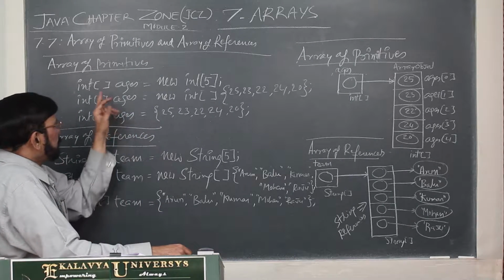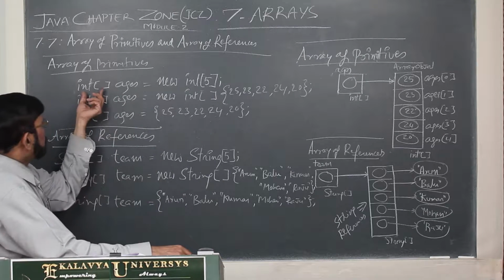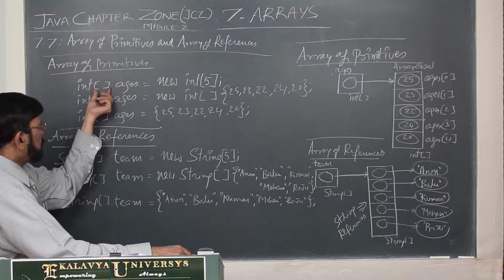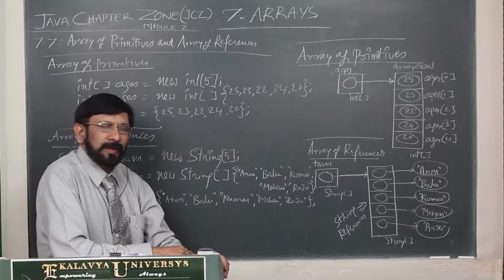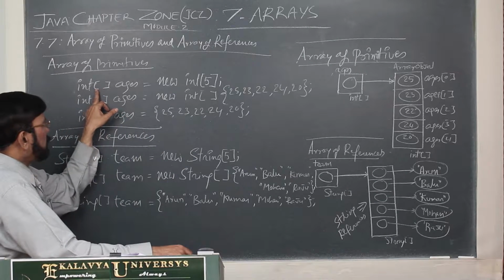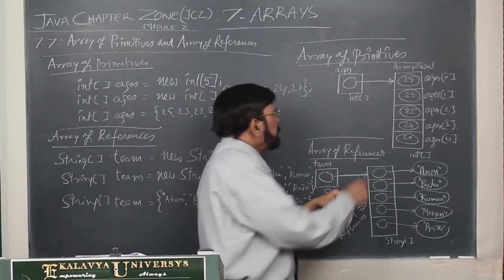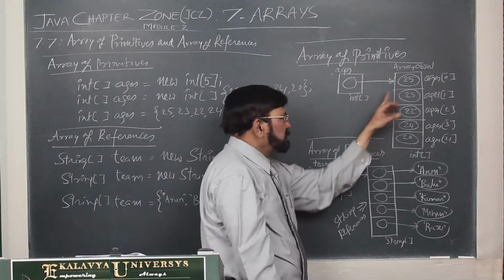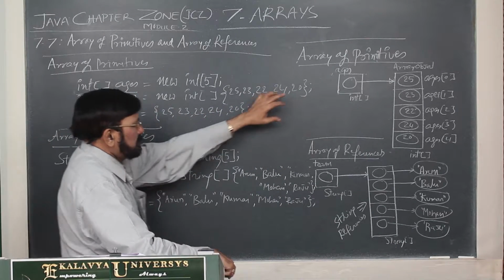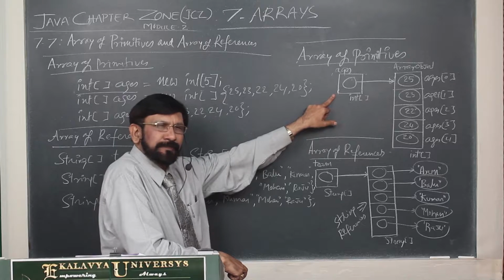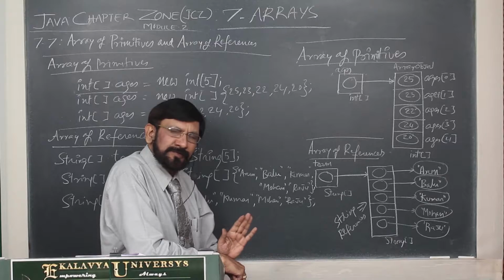Now first you see array of primitives. I am declaring this: int square bracket ages = new int 5. This is the declaration using new. So then you can visualize it like this. Because of this, a reference variable is created. Because array is an object, it is a reference variable.